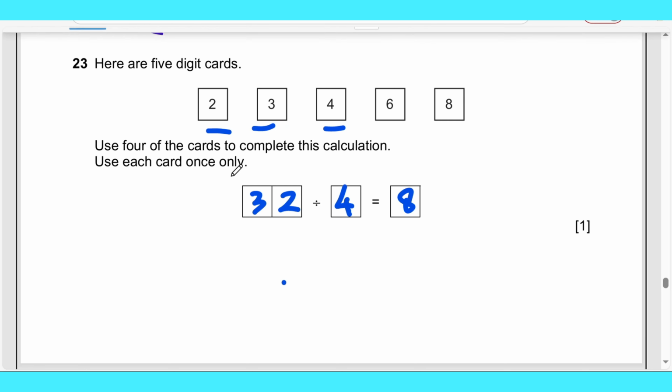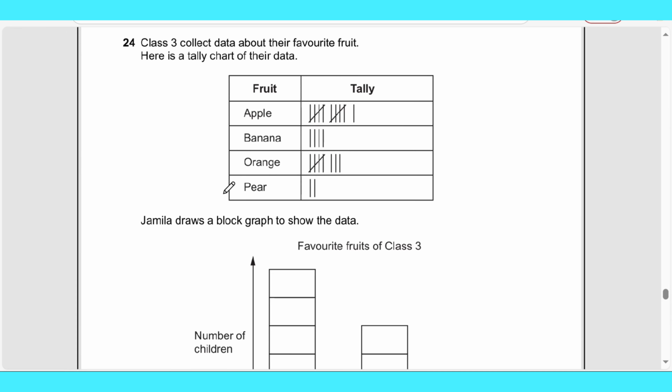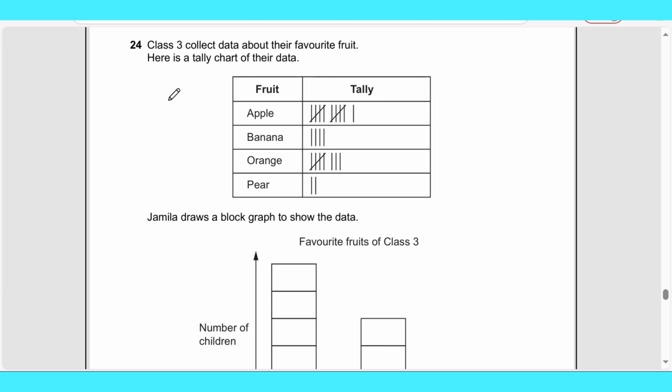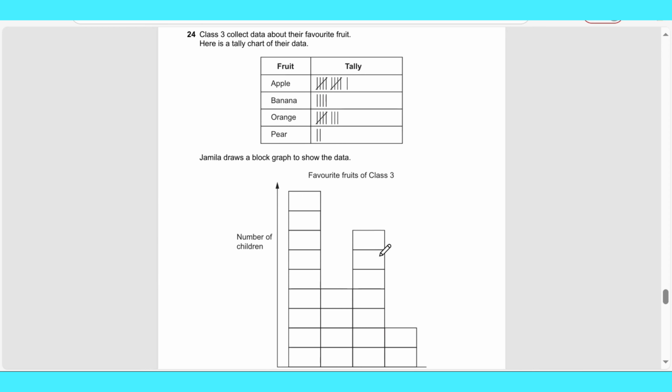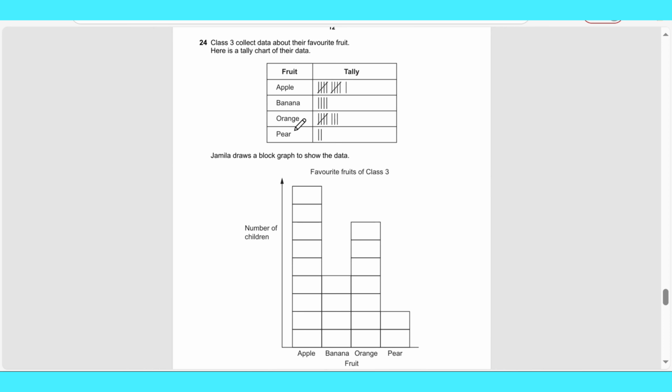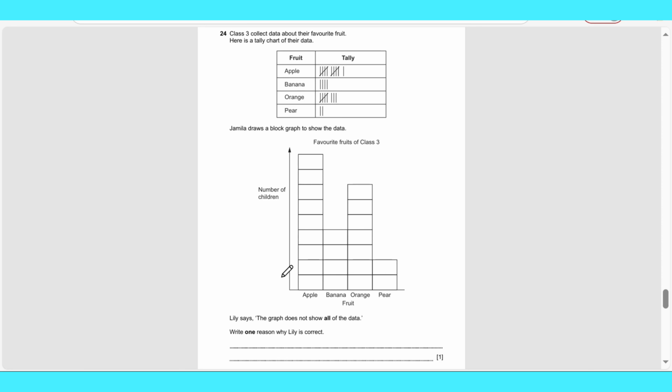Let's move on to number 24. Plus 3 collects data about their favorite food. Here is a tally chart of their data. Now apple, and then banana, orange, pear. Jamila draws a block graph to show the data. This is favorite fruits of class 3, number of children on the vertical axis, fruit on the horizontal axis. Now let's see. So guys, Lily says the graph does not show all the data. Give one reason why Lily is correct.